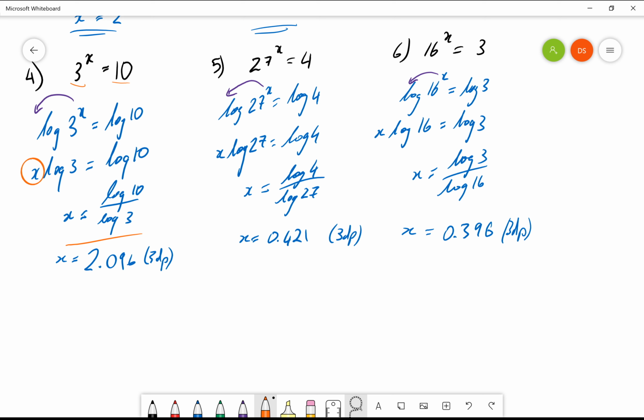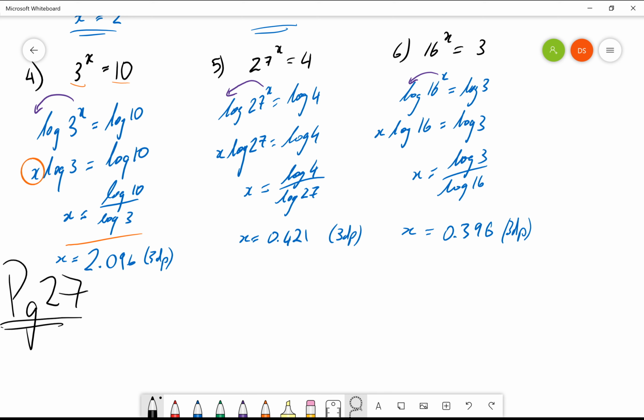Now, for those of you who have found this tricky so far, please look back at these questions. These questions can be found in your workbook on page 27 of your algebra workbook. If you don't have your algebra workbook, ask your teacher for Education Perfect.